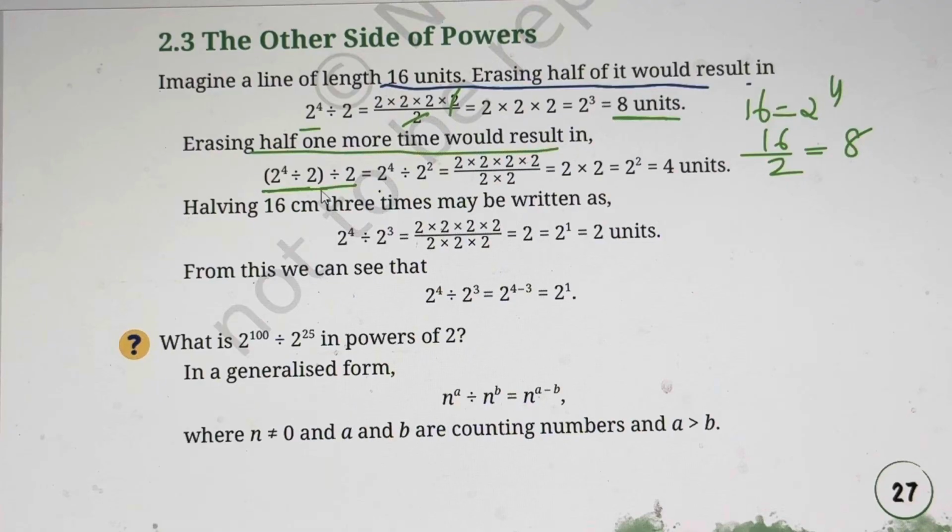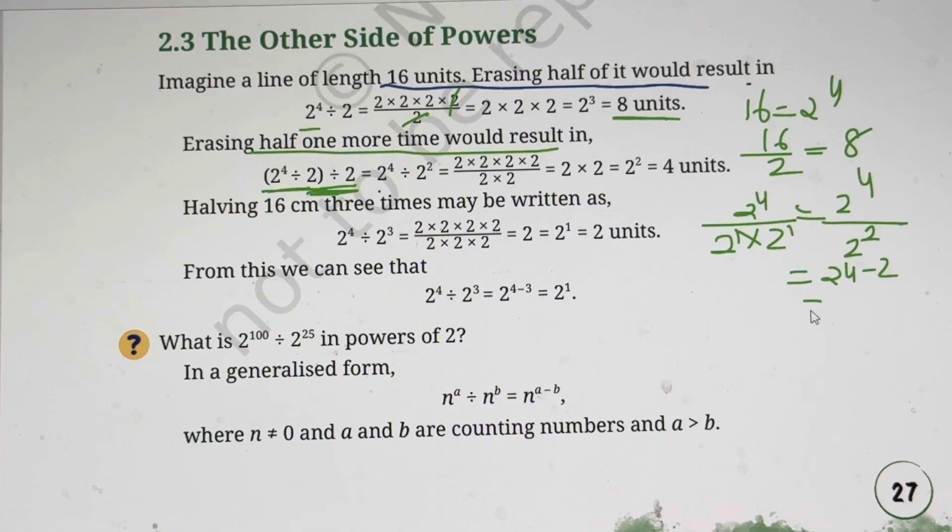Now this is 2 raised to 4 divided by 2, and both are divided by 2, so what happens? 2 raised to 4, 2, this is power 1 and 1, so it becomes 2 square. If we subtract, 2 raised to 4 minus 2 gives you 2 square, that is 4, right? It is written here in the simplified form: 2 raised to 4 is 2 into 2 into 2 into 2, four times, and here 2 times 2. So this 2 gets cancelled and you are left with 2 square, that is 4 units, right?